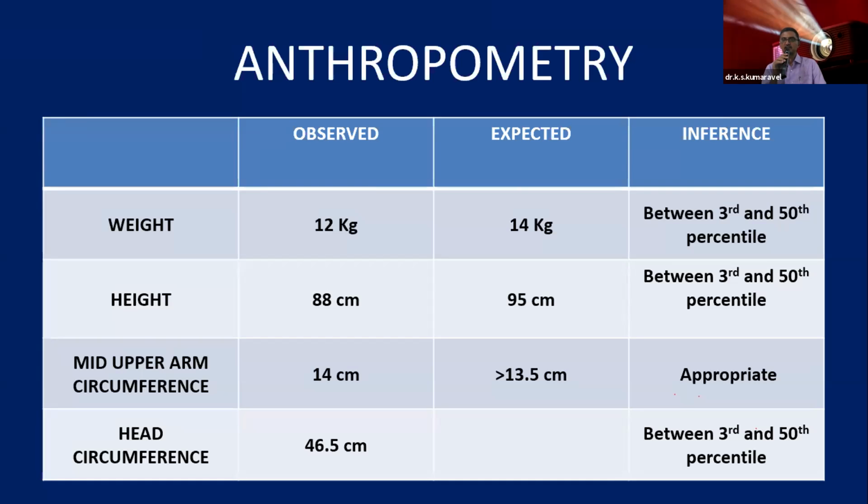At 1 year, what should be the head circumference? Others can also answer. Okay, at the age of 1 year, it should be 45 centimeters. At the age of 3 years, it should be around 47. So this is in the normal range.